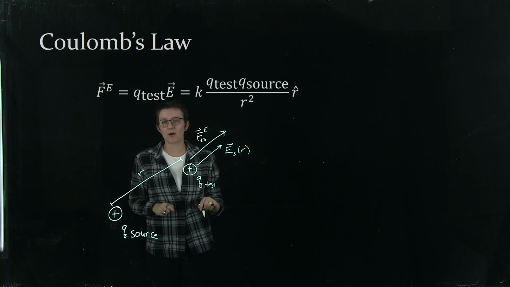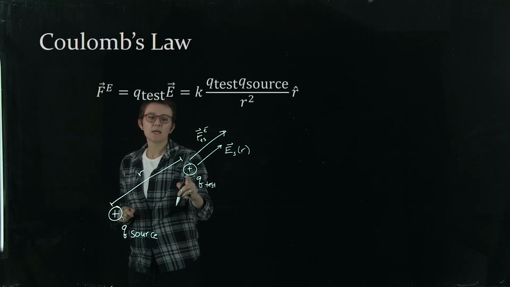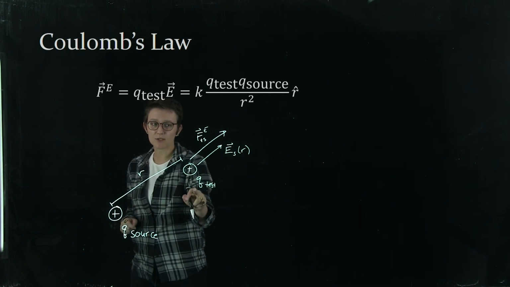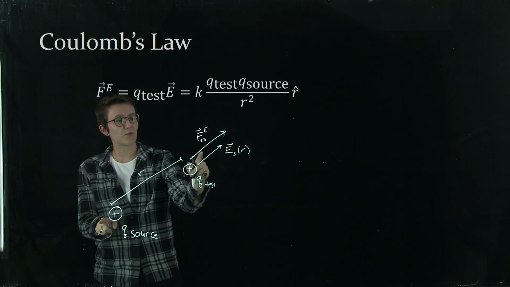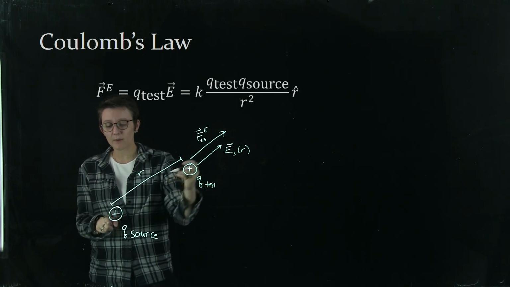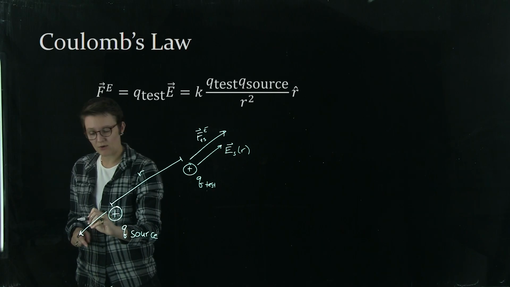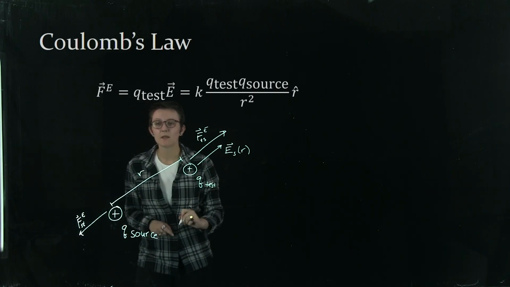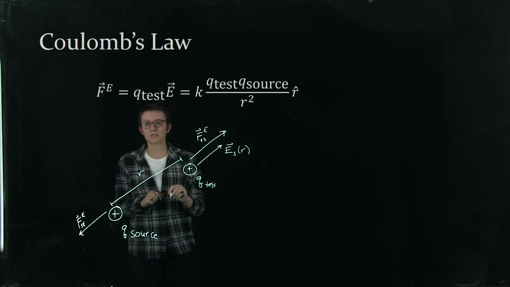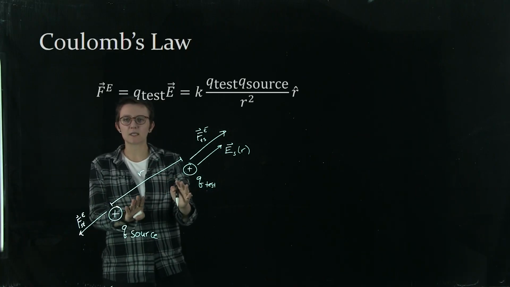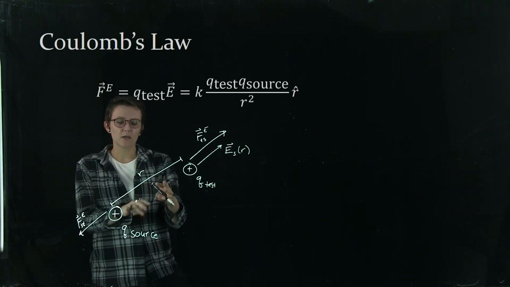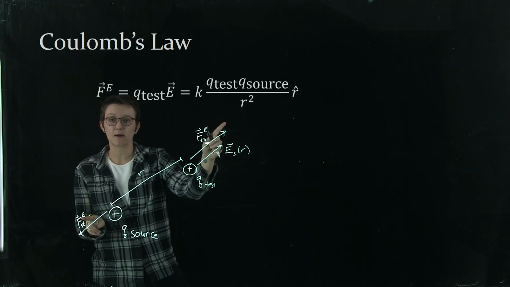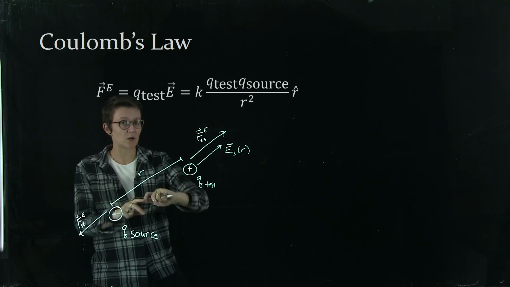Now I can also think about what's happening with the source charge, because this source charge is also experiencing an electric field from the test charge as well. So what happens is this electric force is a third law pair with an electric force that is the electric force on the source charge by the test charge, right? So there's our third law pair of these two forces interacting with each other. And now we can start to see why we say like charges repel. We have two positive charges here, and they both are experiencing a force that is away from the other one. So these positive charges want to get away from each other.